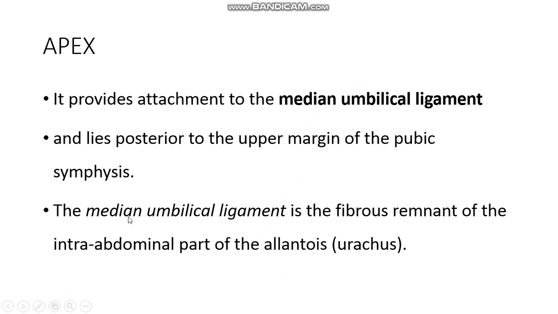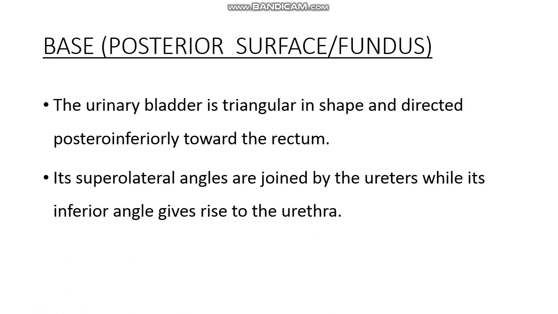Then the median umbilical ligament is a fibrous remnant of the intra-abdominal part of the allantois. We have said that one ligament is attached to this apex, known as the median umbilical ligament, which is made up of fibers. So it is a fibrous ligament which is a remnant of the intra-abdominal part of the allantois or urachus.